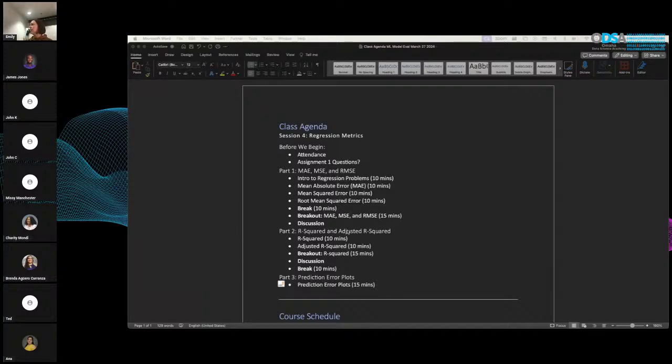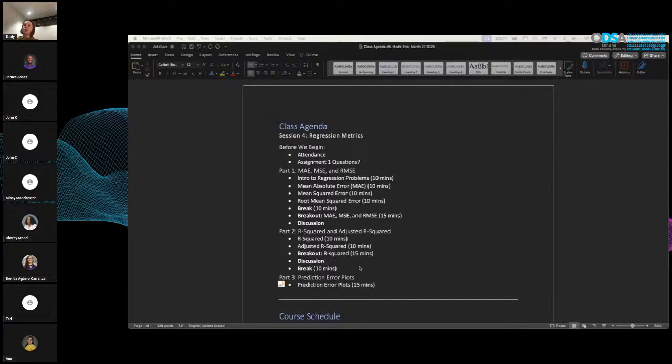Then we're going to talk about R squared and adjusted R squared. We're going to talk about residuals, R squared, residual squared, what that is, and the adjusted R squared, how those differ from these, in terms of what we use them for and how they're calculated.